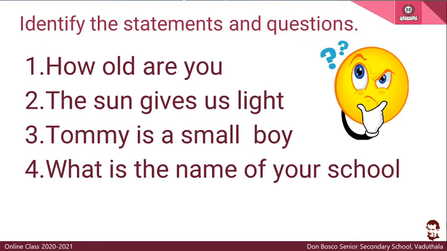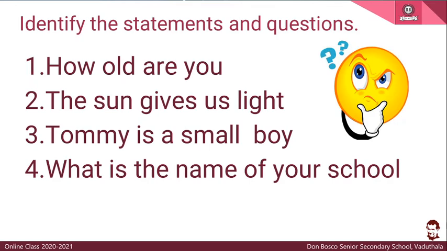Alright, now second one. The sun gives us light. Very simple sentence, isn't it? Yes, it is telling you something. It started with the capital, and at the end what should come there? It's a simple sentence and it is telling you something. So what should come? Full stop, because it is a statement.